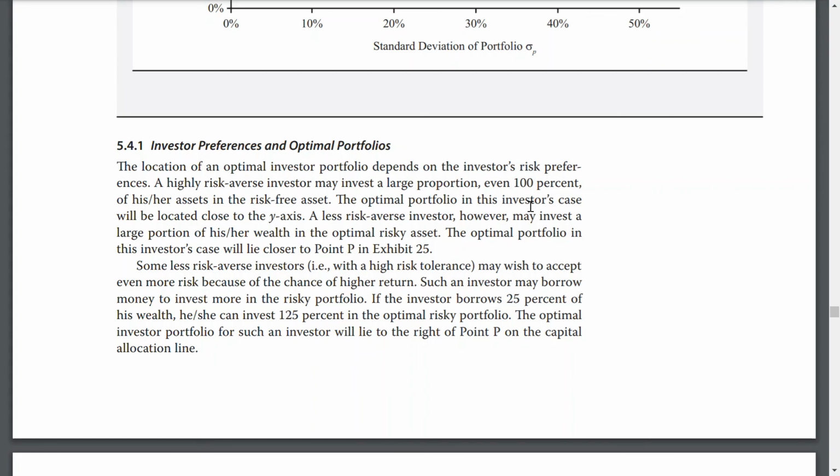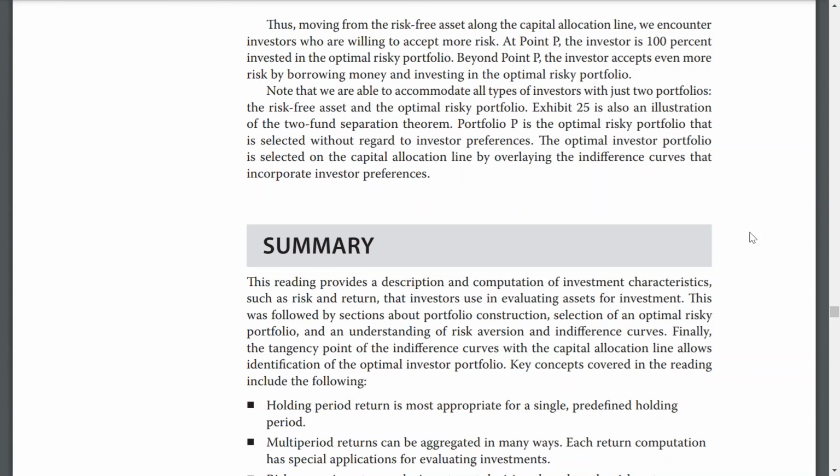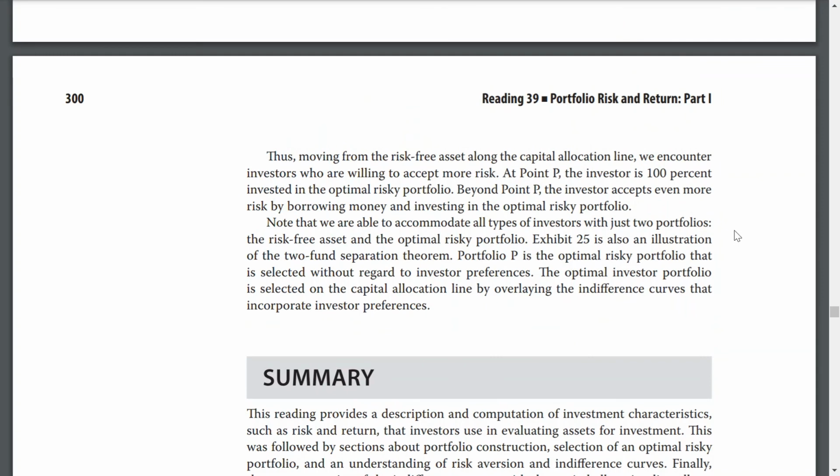he or she can invest 125% in the optimal risky portfolio. The optimal investor portfolio for such an investor will lie on the right side of point P on the capital allocation line. Thus, moving from the risk-free asset along the capital allocation line, we encounter investors who are willing to accept more risk at point P. The investor is 100% invested in the optimal risky portfolio beyond point P.